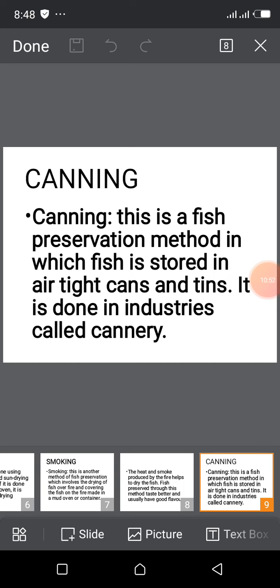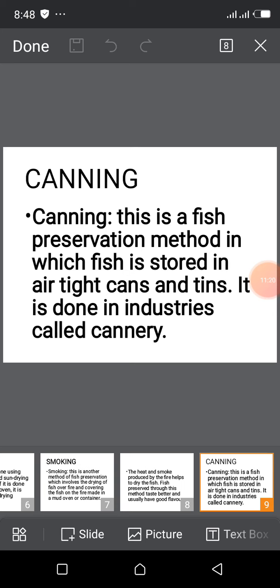Canning is a fish preservation method in which fish is stored in airtight cans and tins. Canning is usually done in industries called cannery.